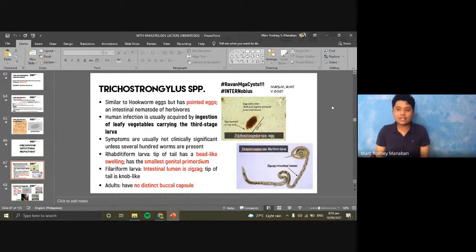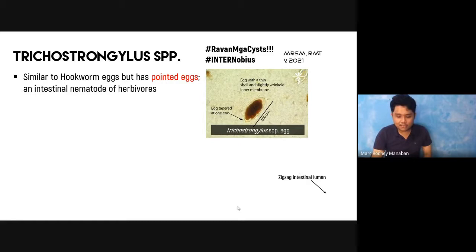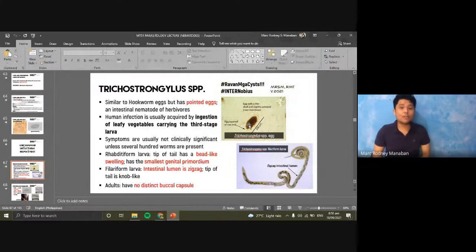Okay, now the difference for Trichostrongylus: the eggs are similar to your hookworm, but as you can see, the eggs are quite pointed. Ayan, I'll just present this so you can see the picture. As you can see, the eggs are not a smooth oval, unlike your hookworm. There is a tapering, or a pointed end, all right? And this is a parasite common among herbivores, like horses, cattle, cows.